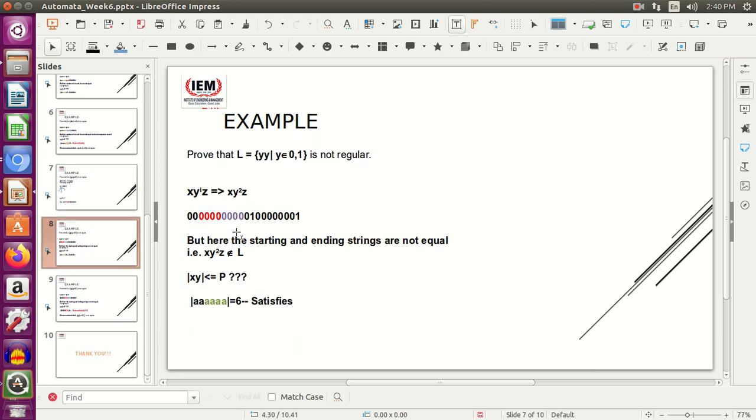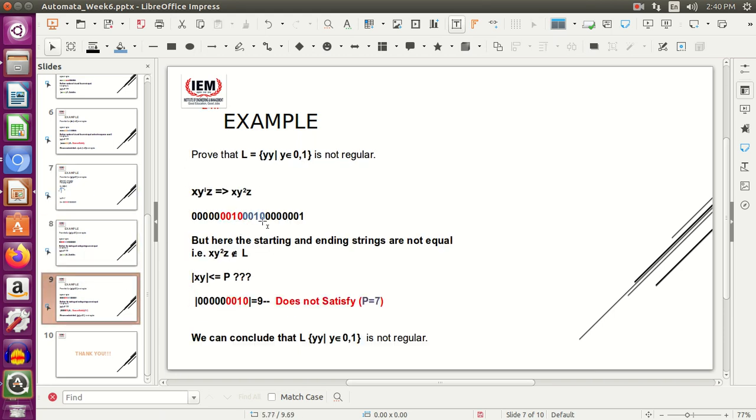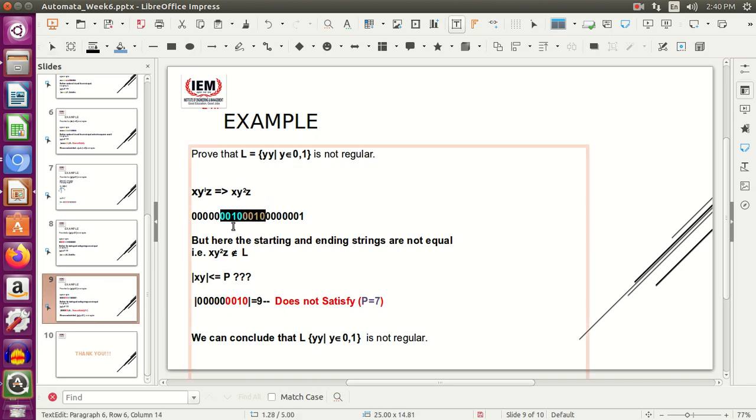Here I am repeating it once again: 0 0 1 0 0 0 1 0. So this part is for y raised to the power 2, this portion is for x, and this portion is for z. But here again you can see that the starting and ending strings are not at all equal, and therefore it is not a part of L. So I can say that xy^2z is not an element of L. And what about the next condition?